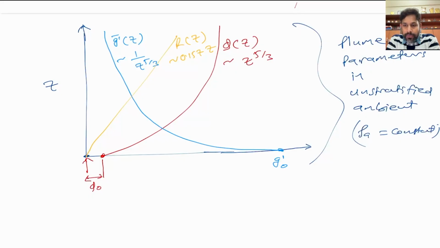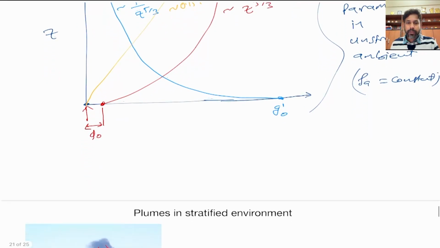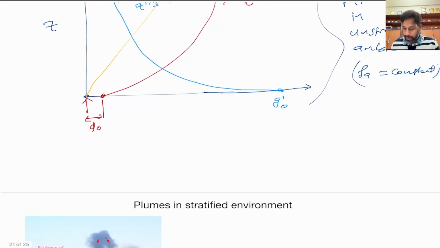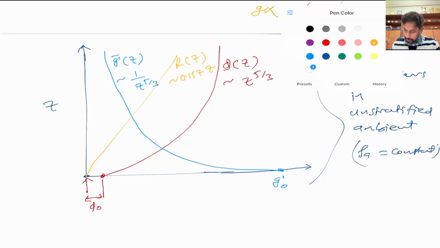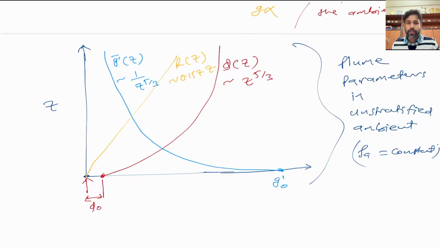Hello. In this video we are going to start with a small correction that we need from the previous lecture, and then we'll move to our next topic, plumes in a stratified environment. This particular graph you see is from the previous lecture, and there is a slight mistake in making this curve for q of z. The mistake happened because now we are making z the vertical axis, whereas this would be correct if z was the horizontal axis.